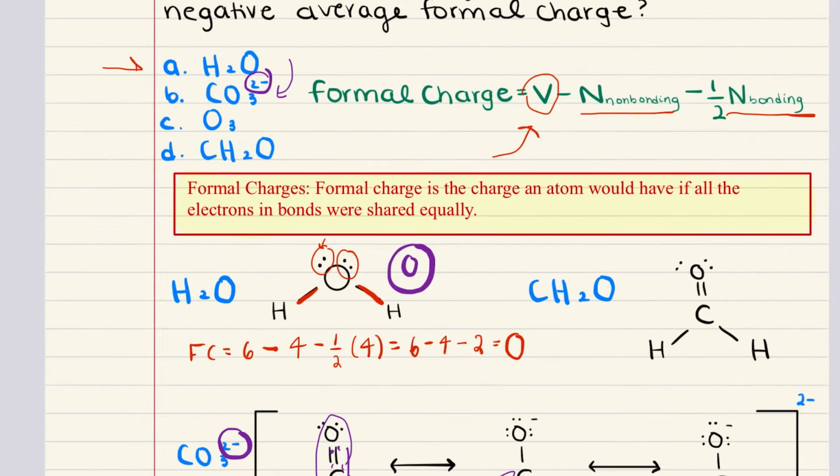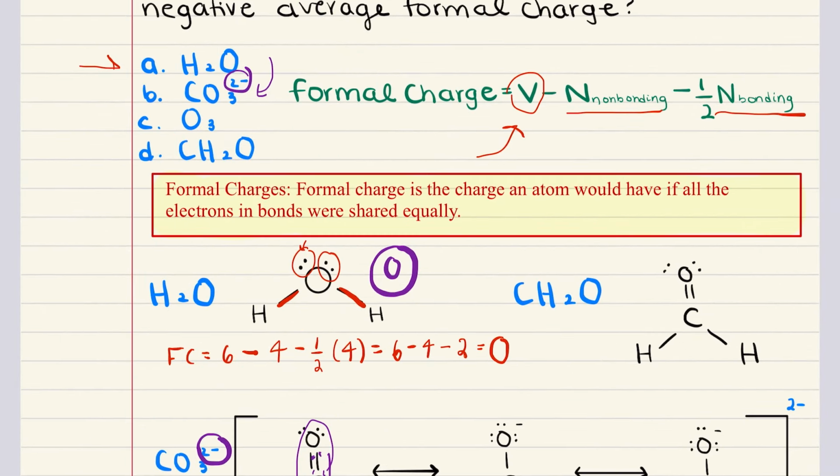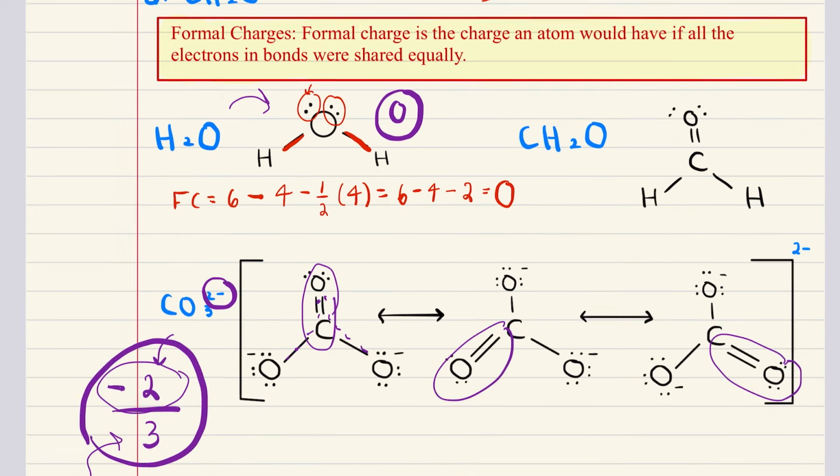Now, answer choice C, this is ozone, O3. Now, we do not see any charge associated with O3. And so your go-to is to draw it out, just like we did with water, right? We had water drawn out, H2O. O3, let's go ahead and draw that out.